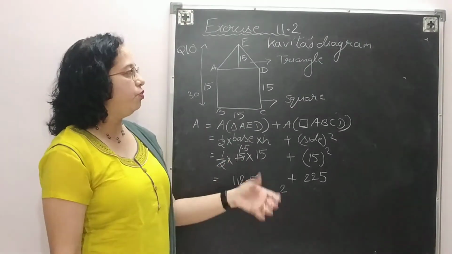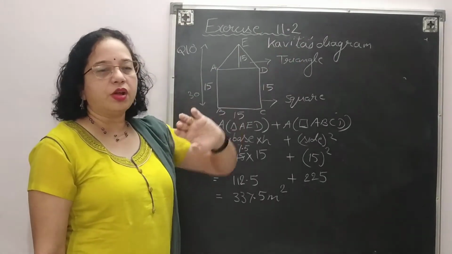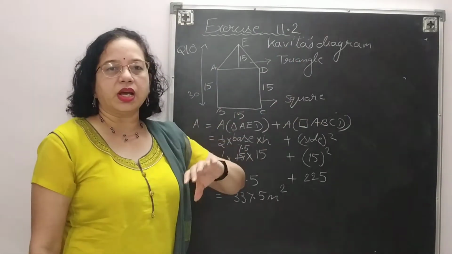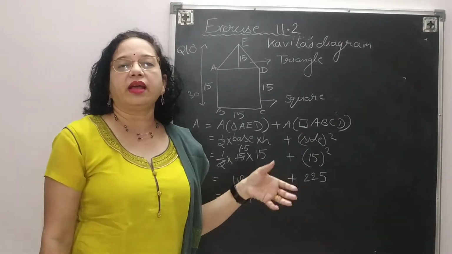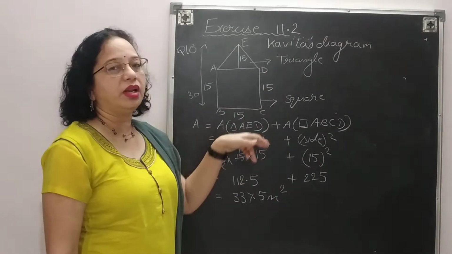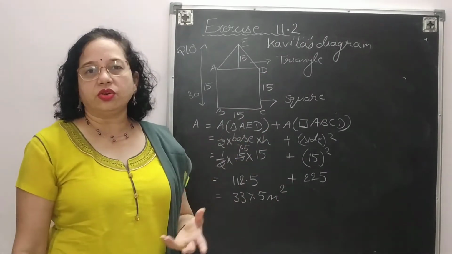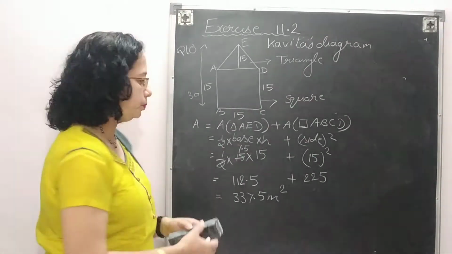If you have any confusion, first step you can find out area of triangle, second step you can find out area of square, and at last you can add both the areas to get the total area of the given figure. This is your choice how you want to solve.